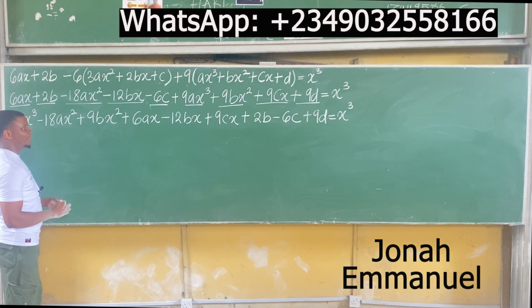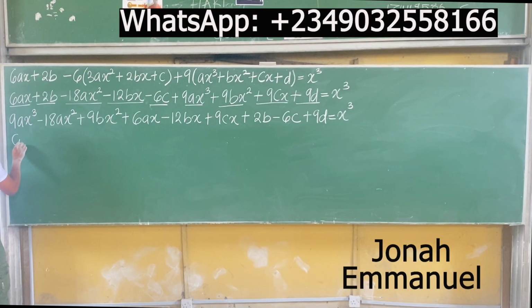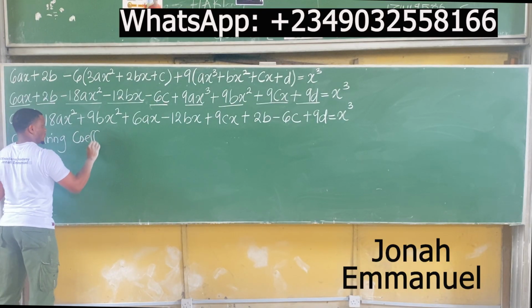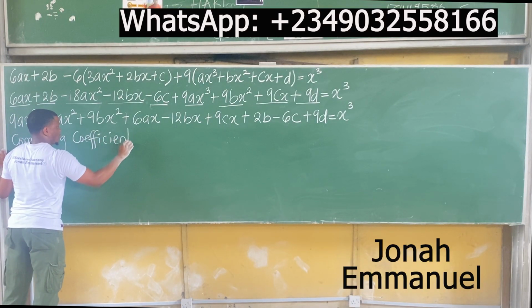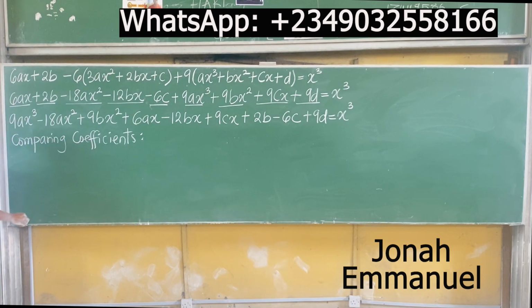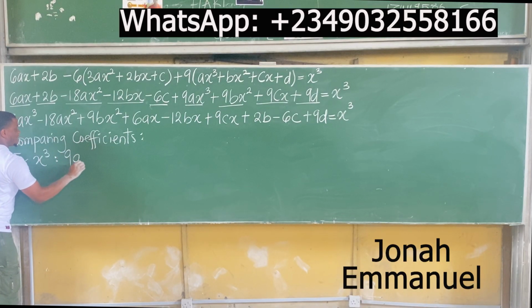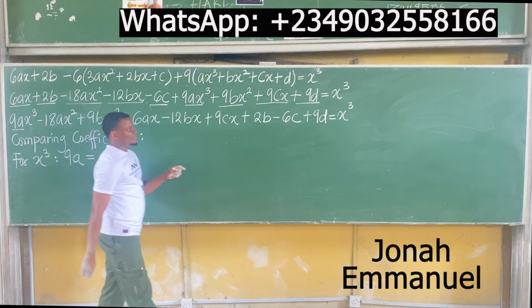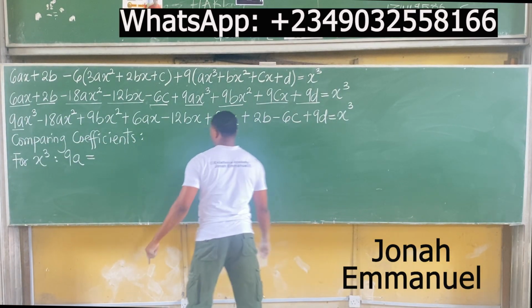Next thing here, you have to compare coefficients. Comparing coefficients. What's the highest power here? X cubed. So let's start with x cubed. What's the coefficient of x cubed here? 9a. This is the coefficient of x cubed. 9a is equal to, what is the coefficient of x cubed here? It's equal to 1.